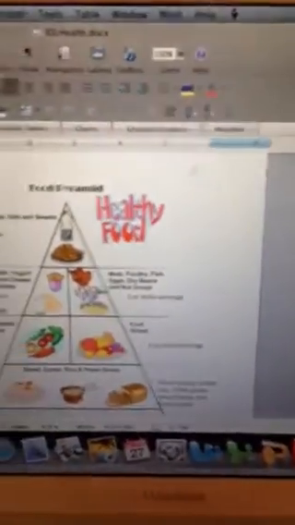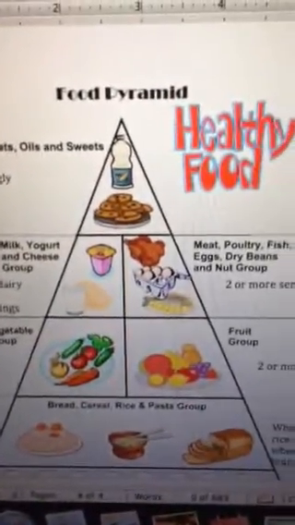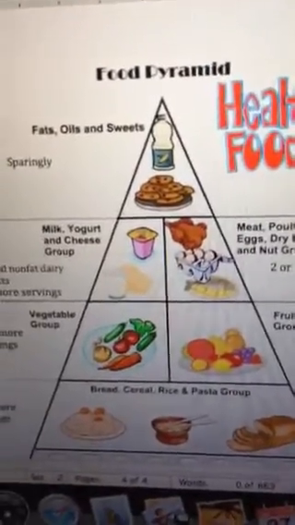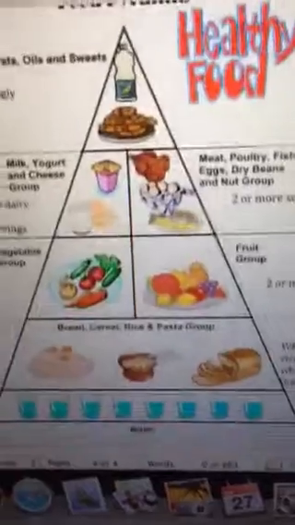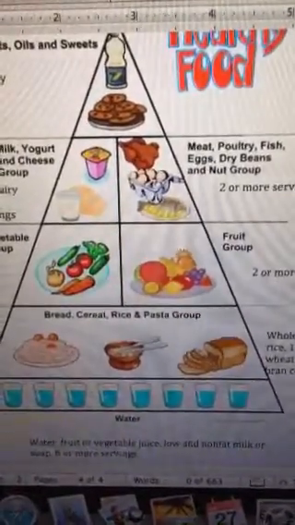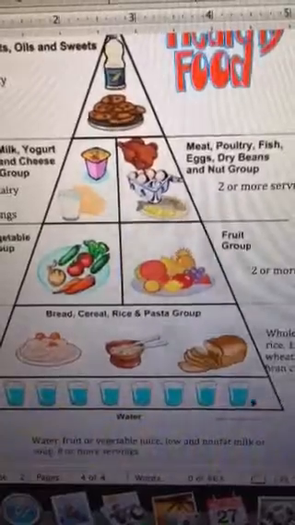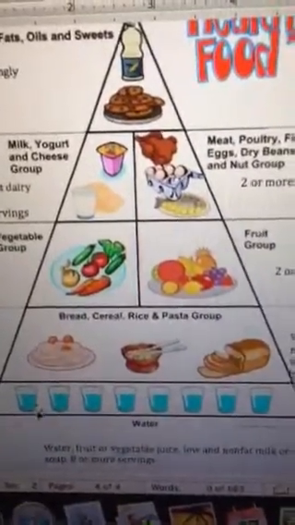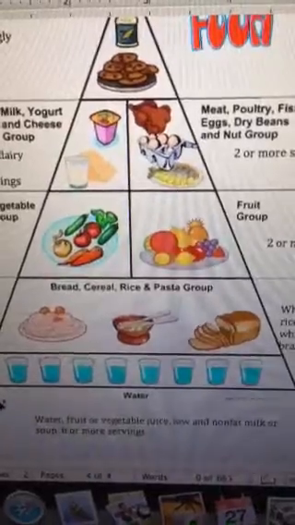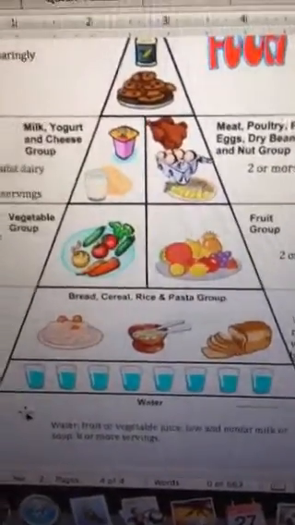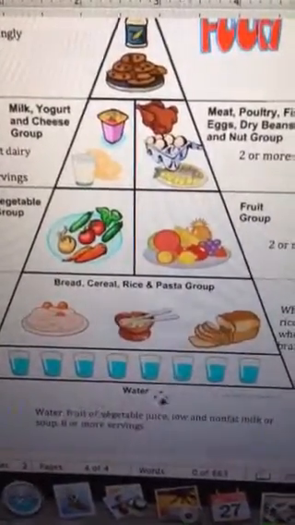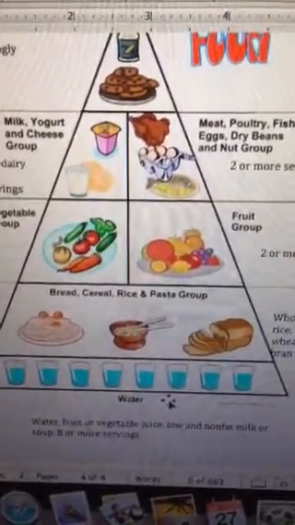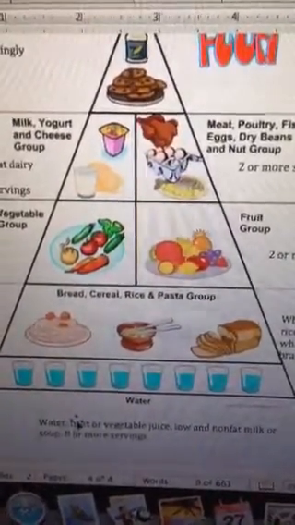Okay. So now that we have completed our anticipation guide, we are going to move on to looking at the food pyramid. So in this pyramid, you see at the very bottom, this is the liquids that we need in our diet. Described here are the different types of liquids that are good for you to have. So water, fruit or vegetable juice. This doesn't mean Kool-Aid or the juice boxes. It means 100% juice from a fruit.